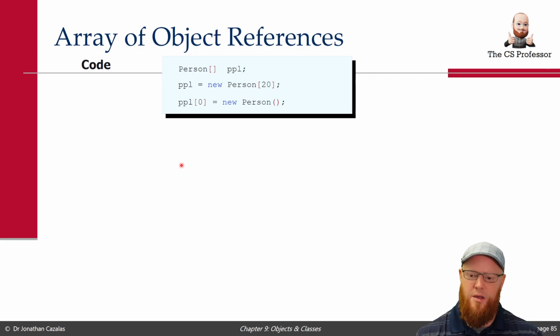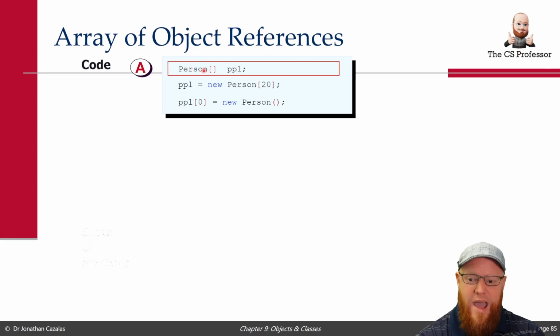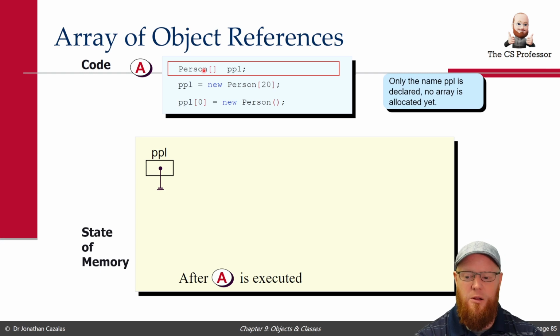Here's the code. Notice the first line. I'm declaring just a single variable, PPL. What is that variable for people? It is an array of persons, but we haven't actually created the array. We've merely declared the variable. What does this variable people have? Null is what's currently saved inside of it.